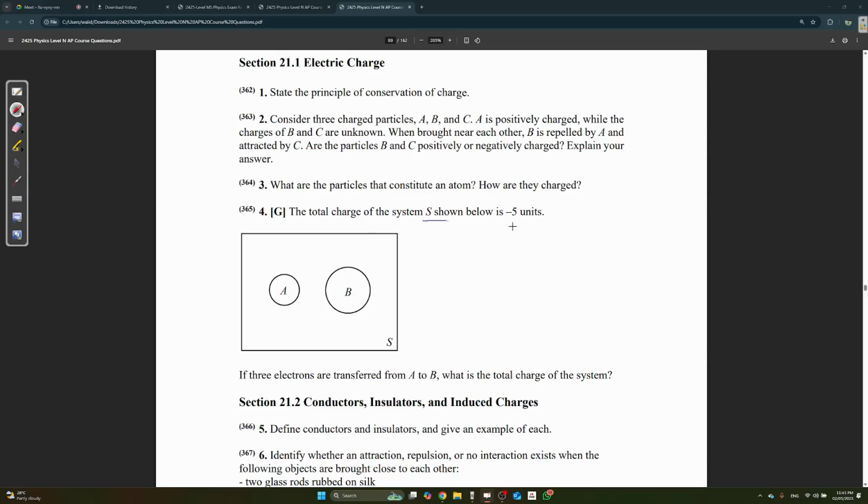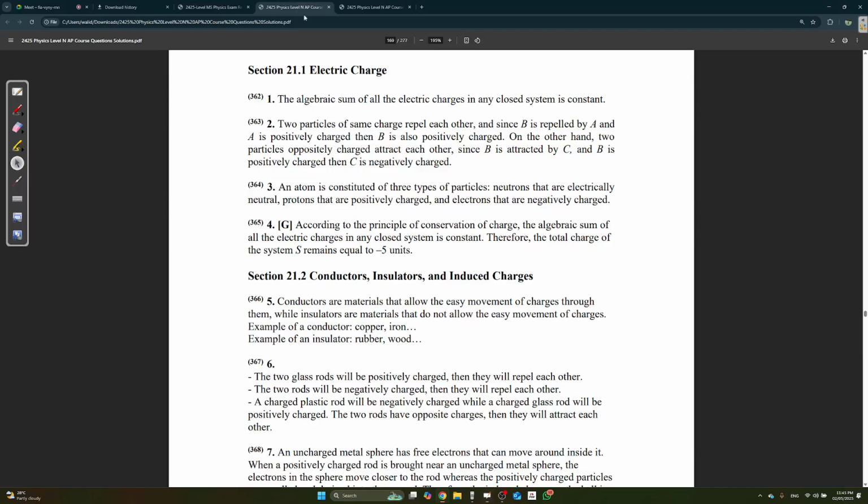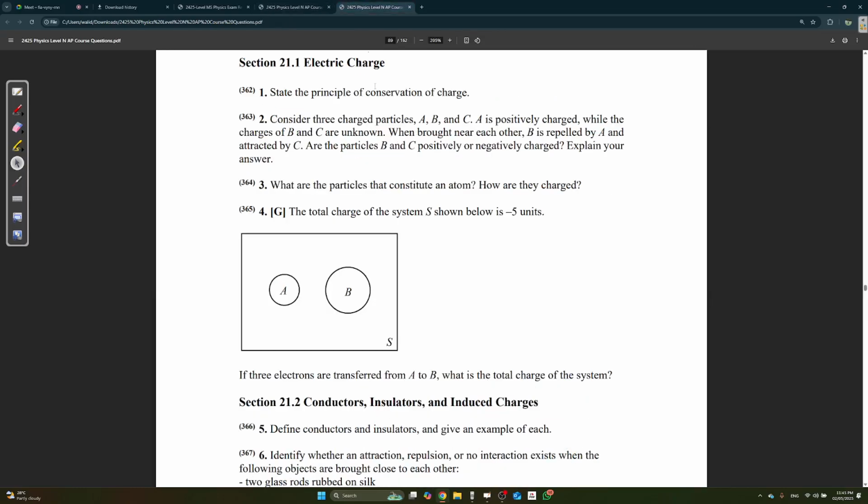The total charge of the system S here is -5, so it's a closed system S, and they said 3 electrons are transferred from A to B. What is the total charge? If it's a closed system, then obviously the total charge will not change, right? It's still going to remain as -5. If you take a look at the answer: according to the principle of conservation of charge, the sum is always constant since it's a closed system. Did they say there's any external force? No. We transferred the charges from here to here, but in total, it should be the same.